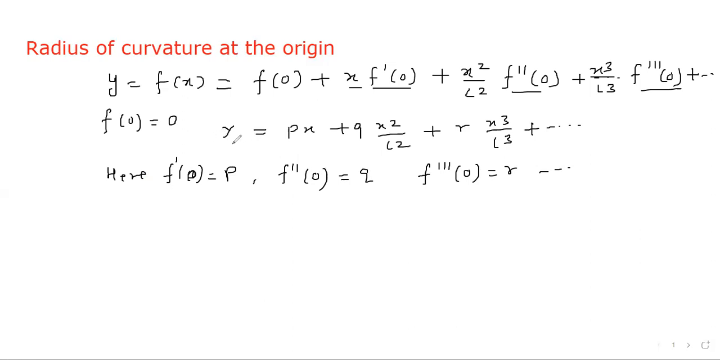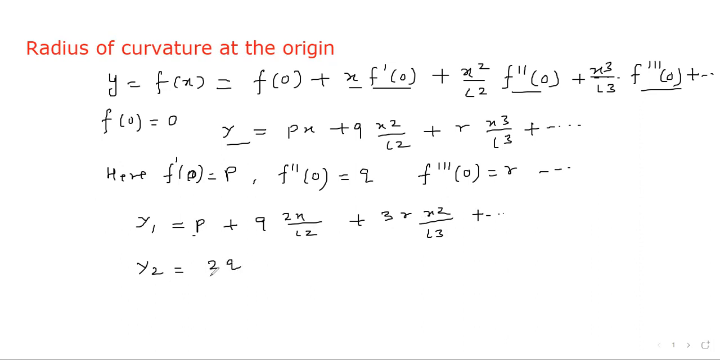Now, if we differentiate this equation, we will get y1. So y1 equal to p plus q times 2x upon factorial 2 plus 3 times r times x squared upon factorial 3 and so on. Now, if we differentiate it again, we get y2. So this term will become 0 and this will become 2q divided by factorial 2 plus 6rx upon factorial 3 and so on.